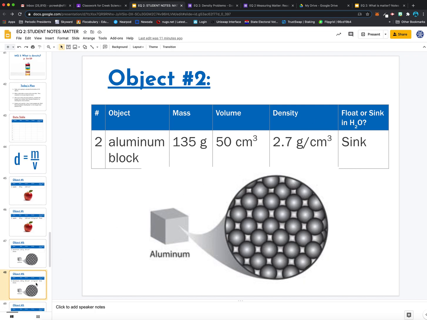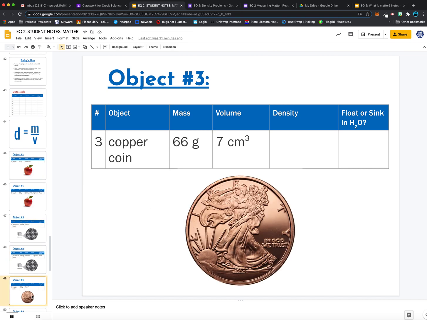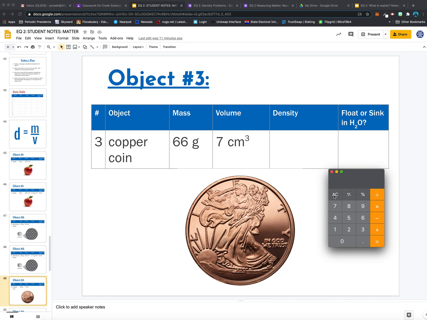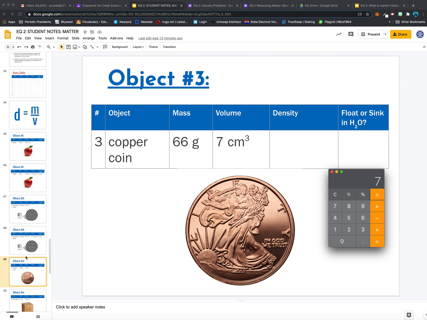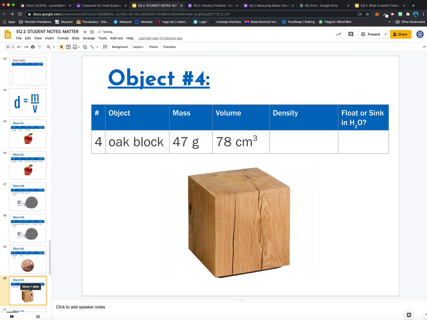Let's go on to number 3. Number 3 is a copper coin. Now this one I'm not going to tell you the answer on. So I want you to try to figure this one out by taking mass divided by volume. So once again, you plug in 66 divided by 7. Get your answer. If you need to round it, and then the unit is grams per centimeter cubed. And then say if it floats or sinks in water. So go ahead and pause the video and calculate. Okay, we're back with this one.